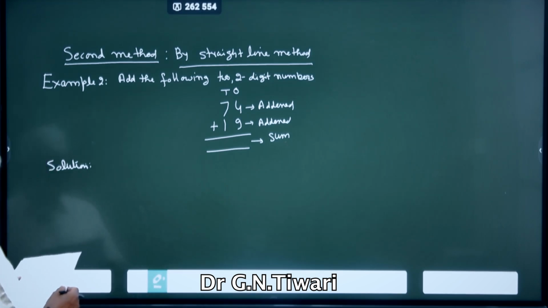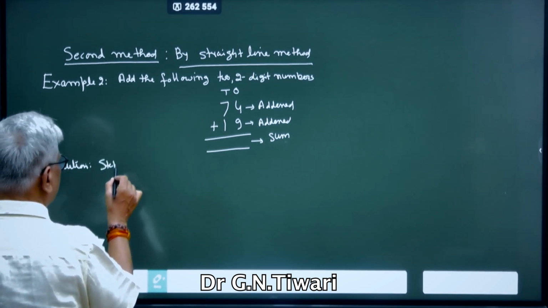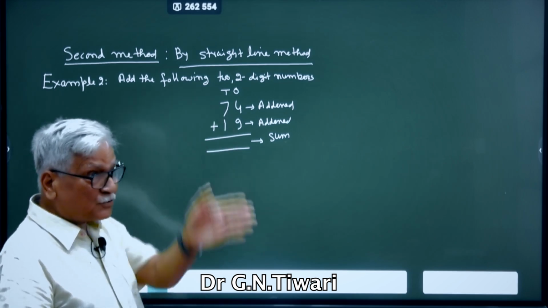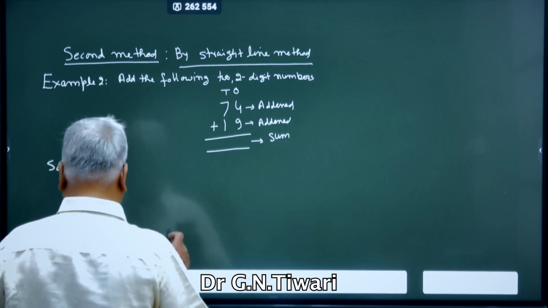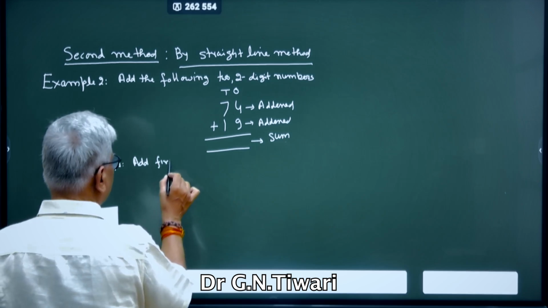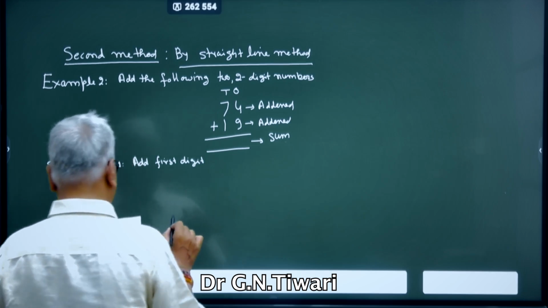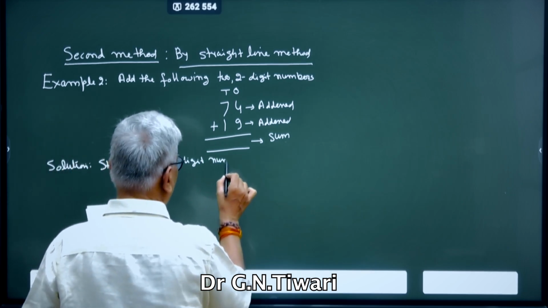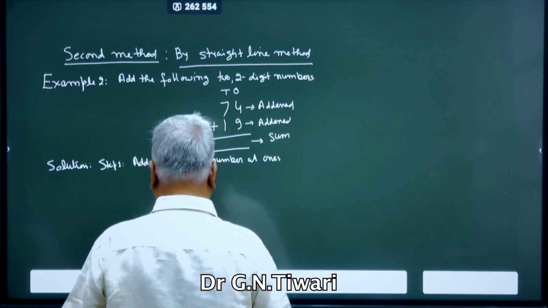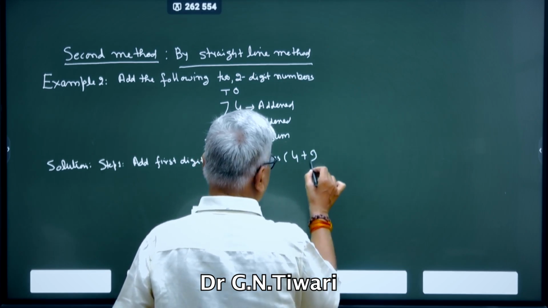Step 1. Here I have already written one sentence. First, ones should be added. So here I am writing: add first digit number at once. This means I have to do 4 plus 9.